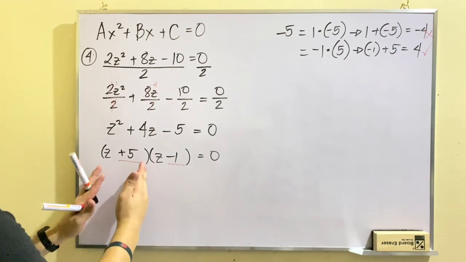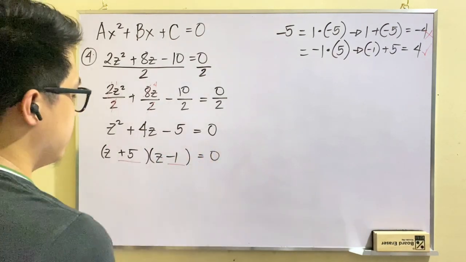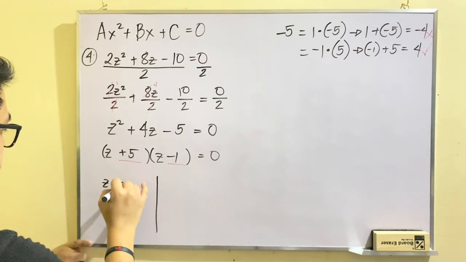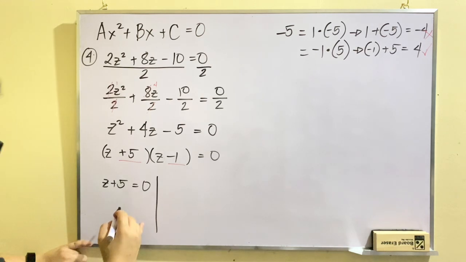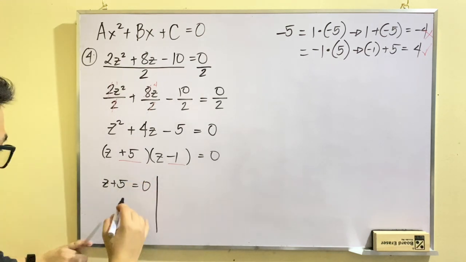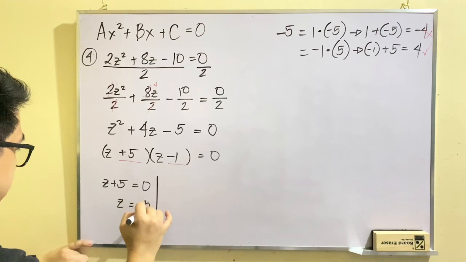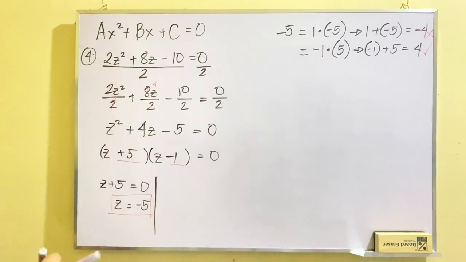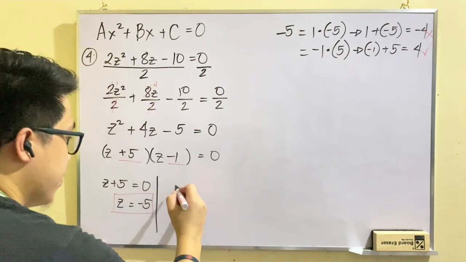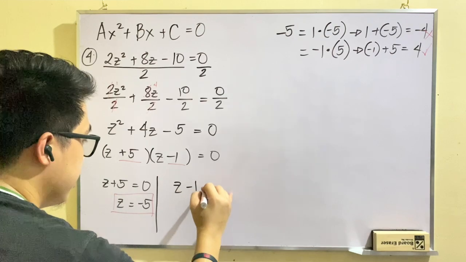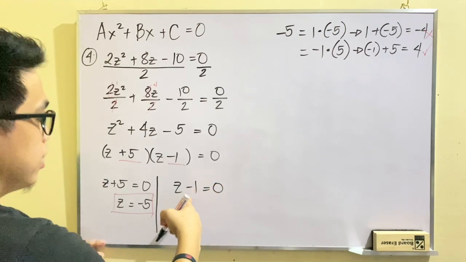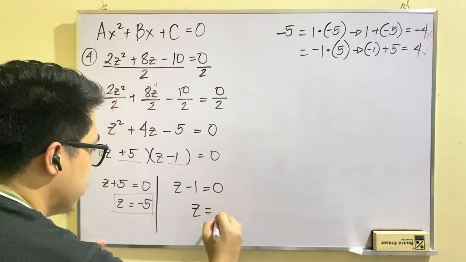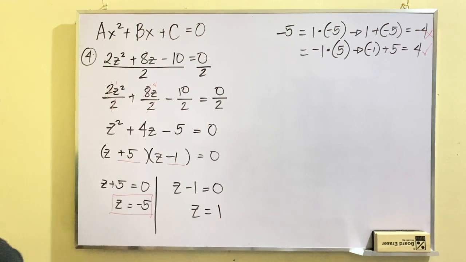After nyan, yung both binomial, equate natin sa 0. Mangyayari, z plus 5 is equal to 0. Pag niliban natin si positive 5 sa kabila, magiging negative 5. So z is equal to negative 5. Then, yung isang binomial naman, z minus 1 is equal to 0. Kapag niliban natin si negative 1 sa kabilang side ni equal sign, magiging z is equal to positive 1.